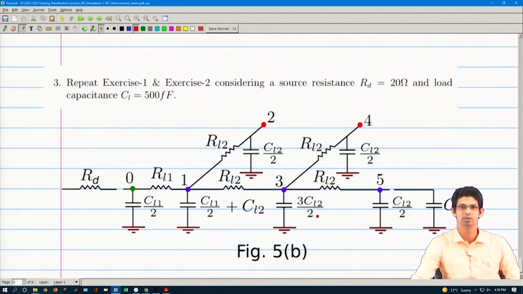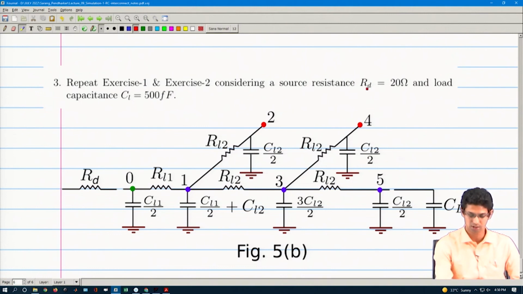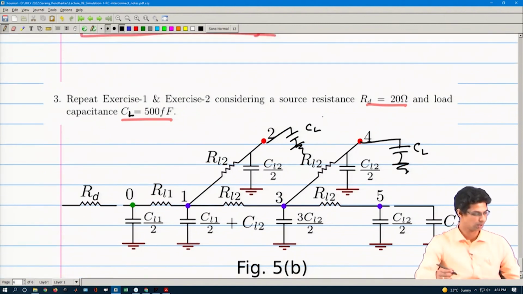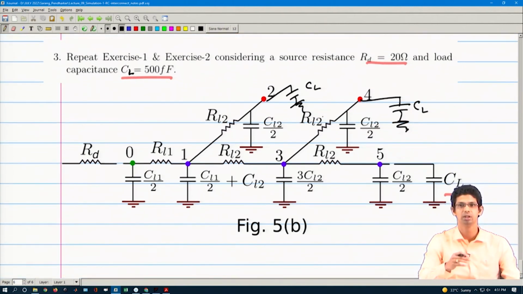So, I will end this by giving you an exercise. You have to repeat exercise 1 and 2 considering these resistors. There is a source resistor R d of 20 ohm and a load capacitance C L of 500 femtofarad, and you have to connect this C L here as well, and here as well, and also for a single interconnect, and then you can repeat this. You may have to change the clock frequency to make the time period appropriate, right.